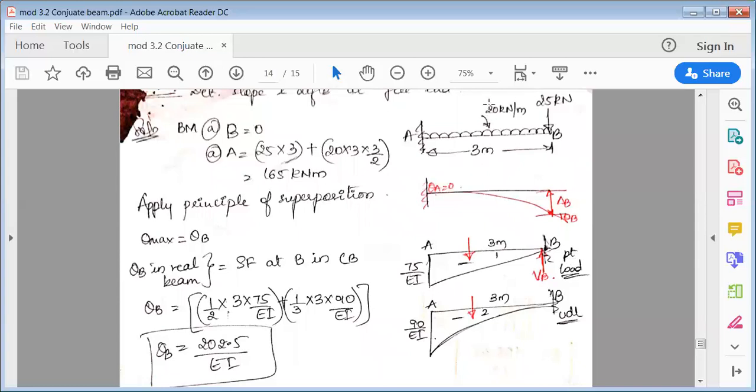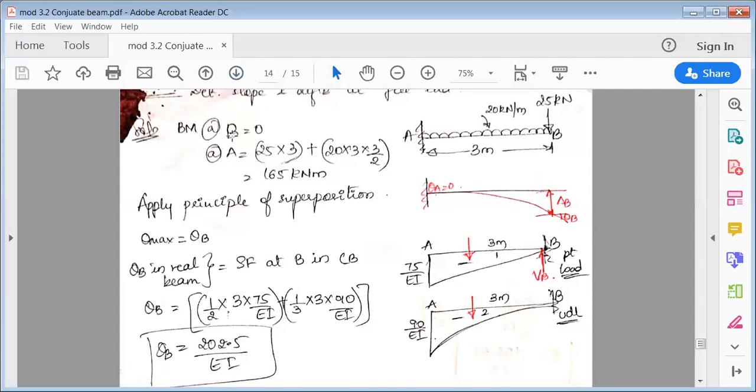Next, the bending moment due to UDL. The bending moment due to UDL is 20 into 3 into 3 by 2. When you solve this, you will get the bending moment at A. So at B it is 0 and at A it is maximum, that is 90. And because it is a UDL, you have to draw this as a parabolic curve.